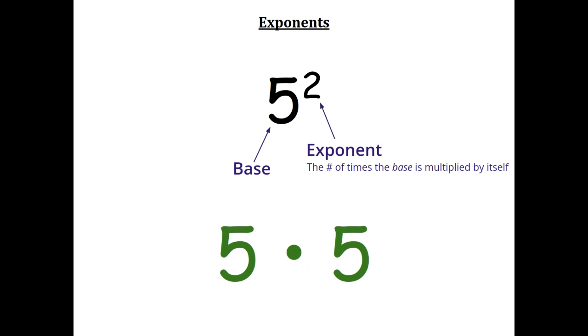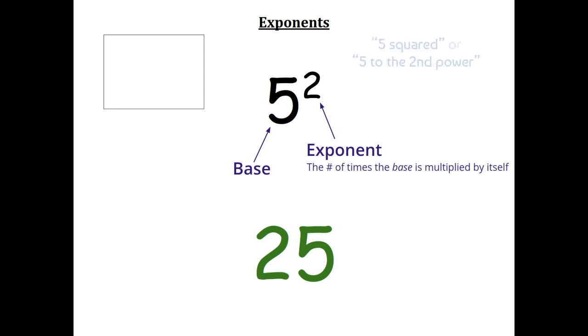So 5 to the, this is called the second power. That means 2 as the exponent would be 25. This could also be called 5 squared, or 5 to the second power is how you refer to it.